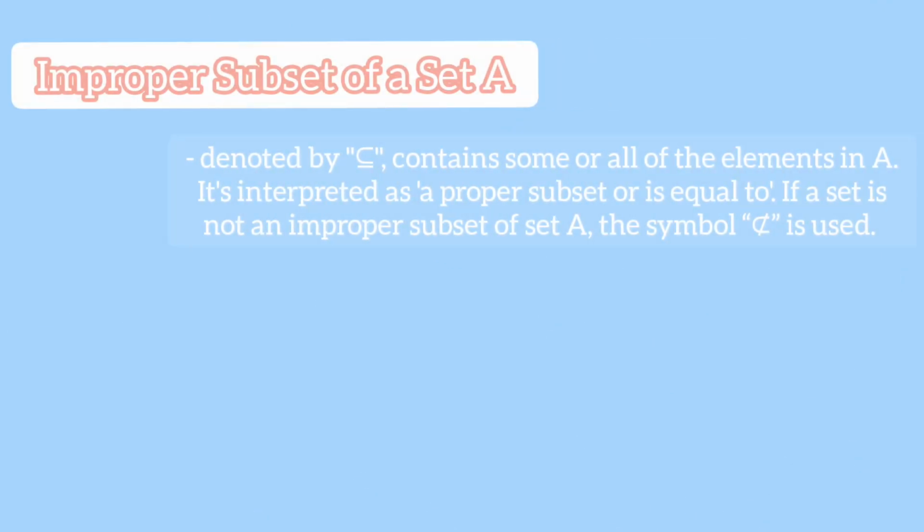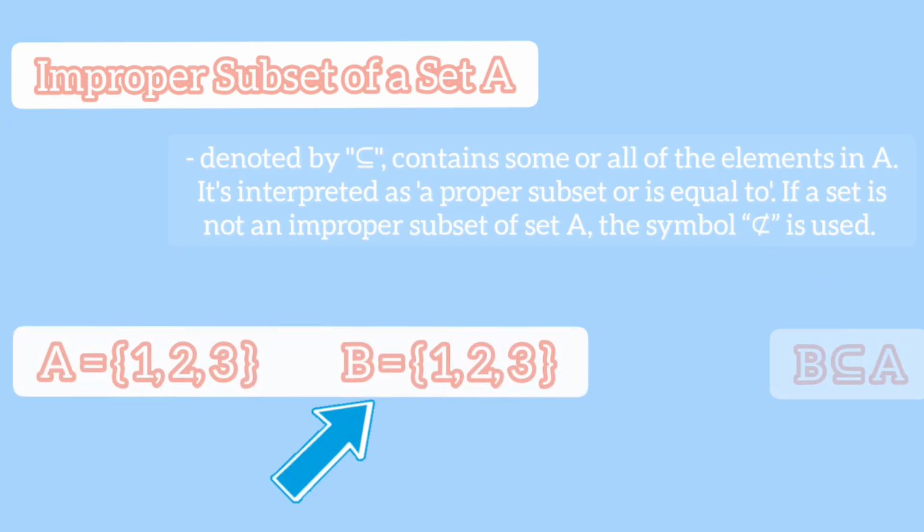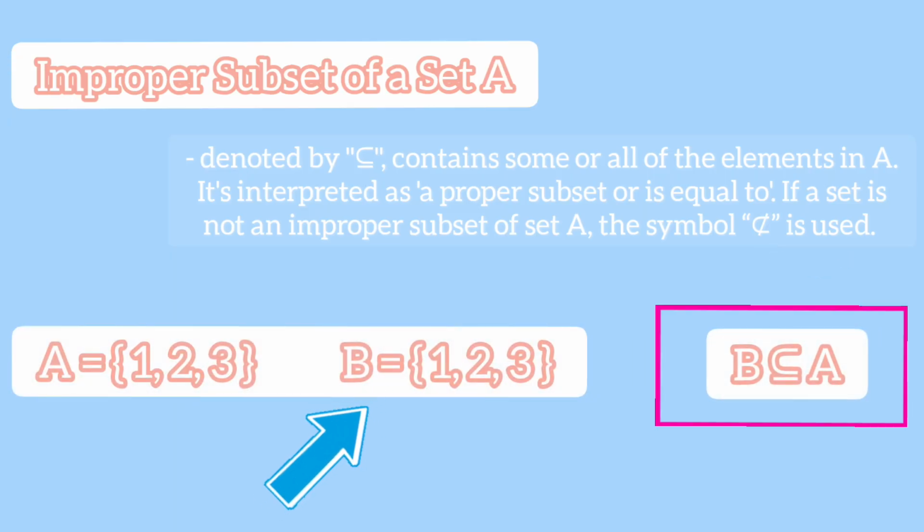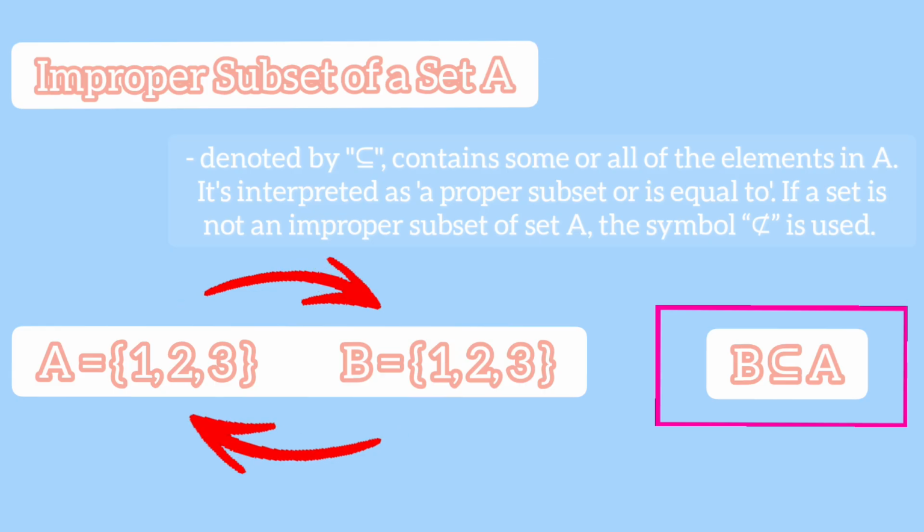Improper subset of a set A, denoted by this symbol, contains some or all of the elements in A. It's interpreted as a proper subset or is equal to. If a set is not an improper subset of a set A, then this symbol is used. B is an improper subset of A because it contains all the same elements as A.